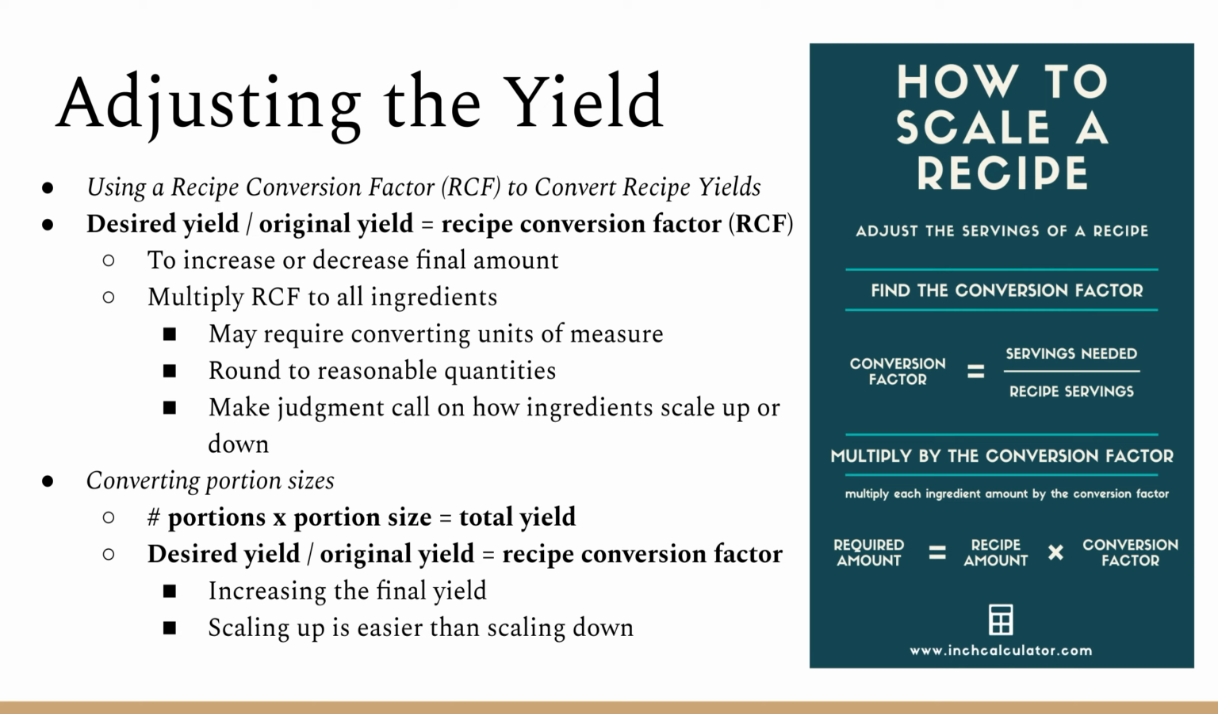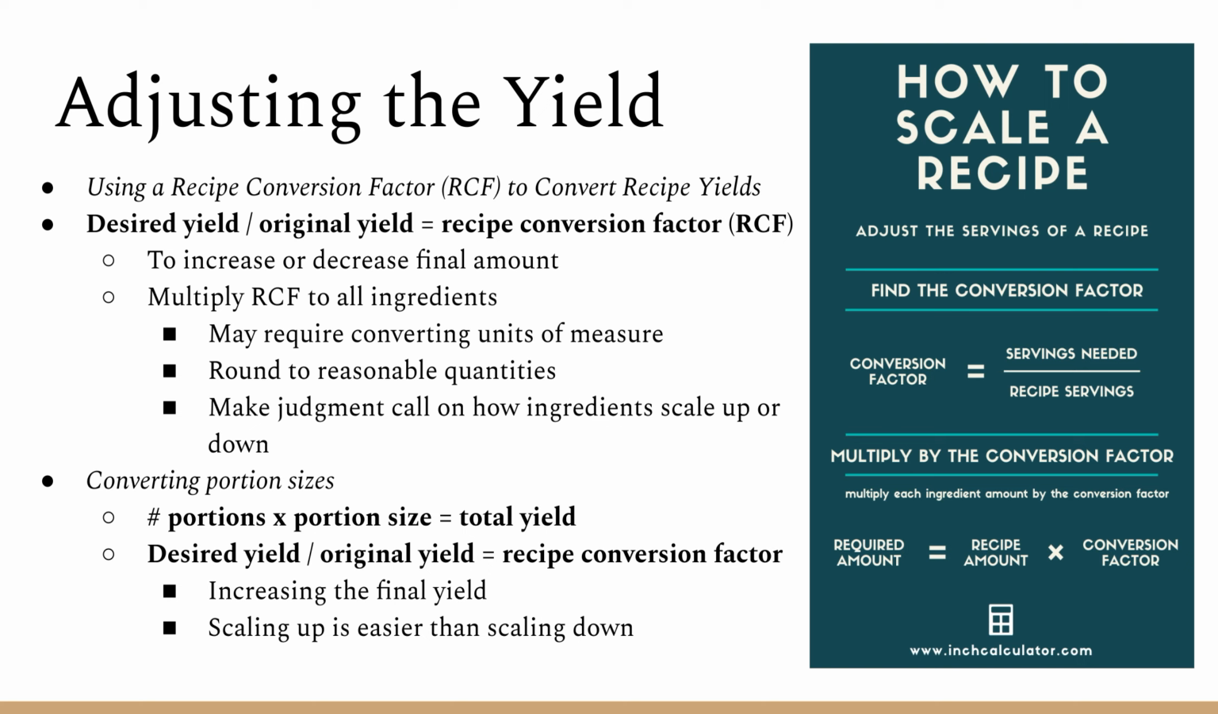To adjust the yield, you need to find the recipe conversion factor. And in order to do that, you take your new desired yield, divide that by the original yield of the recipe, and that gives you our recipe conversion factor. So the easiest example I can give you guys is a recipe that yields 12 muffins, but you actually need 24. So you would take 24 divided by 12, and that would give you 2. And that 2 is our recipe conversion factor, essentially meaning that you are doubling the recipe.